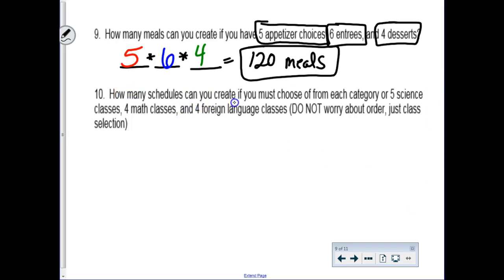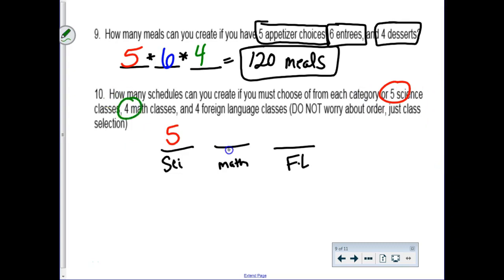So this is another counting principle question. We're making a schedule, and you have to select a science class, math class, because that's more important, right? No. And then a foreign language class. So we're not worried about like, do you put science before math before foreign language? Just how many different selections can you make? So really it's the same thing as number 9, counting principle again. So 5 science class options, 4 math class options, and then 4 foreign language options. Again, multiplying them together because that's how counting principle works.